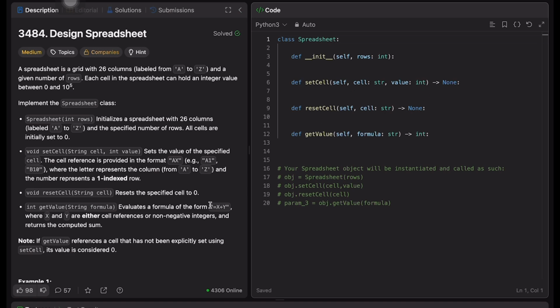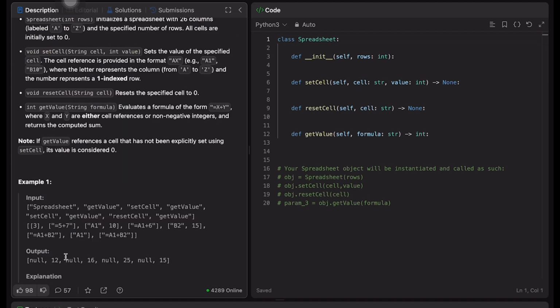For getValue, they will give you a formula of x plus y. X and y can be numbers, or both can be cells, whatever it is. We have to add them and return the value. Here, A1 plus 6, where A1 we have set to 10, so 10 plus 6 you have to return 16. If they give 5 plus 7, you return 12 straight away. We don't need to fetch any cell.